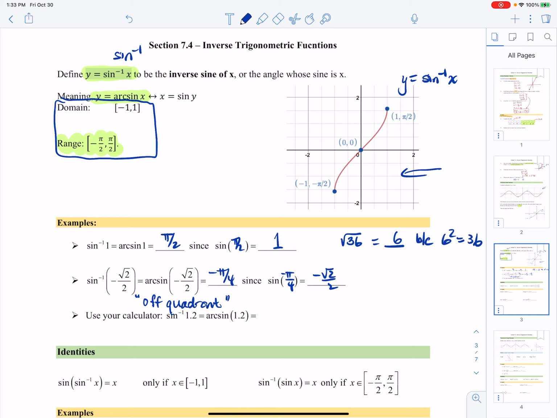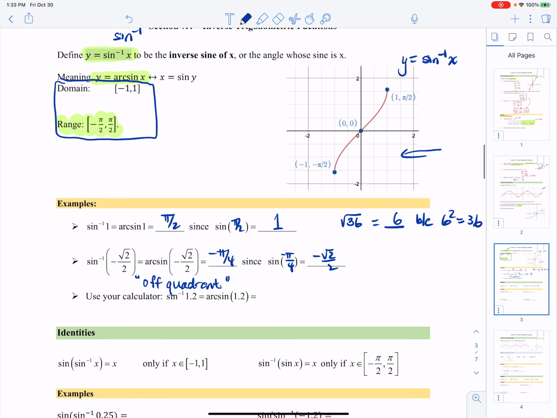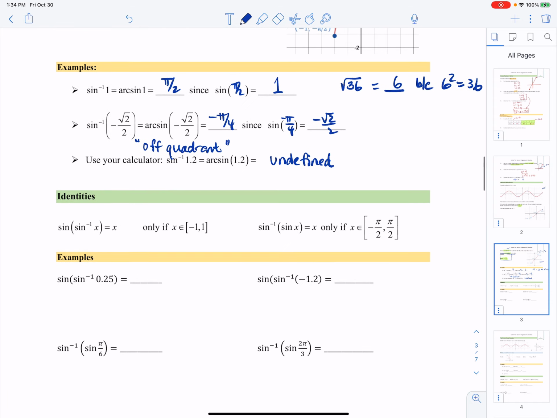And last but not least, now we'll get to the properties down below in a second. Use your calculator to find sine inverse of 1.2. So if you want to pause the video real quick and do that, you're going to notice a result. And I'm assuming you're back now, so you should have gotten an undefined answer. And what that means is there is no angle that's going to give you 1.2 when you take the sine of it. That's because the domain of the inverse sine function is -1 to 1, meaning I can't plug in anything outside of that or disaster happens. In other words, undefined. Almost as bad as dividing by 0.